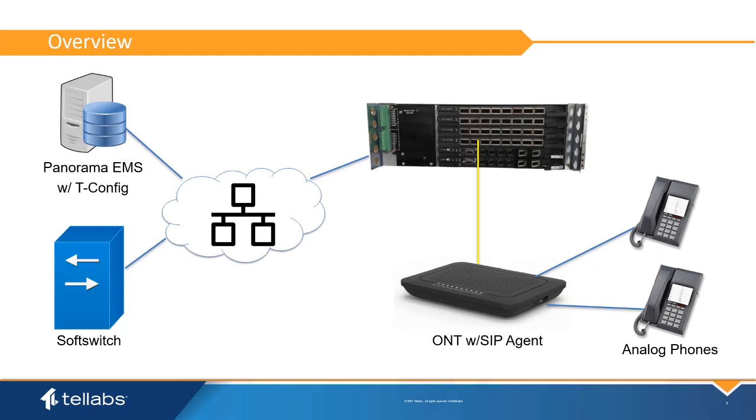Before ONT analog phone lines can be configured for Softswitch interaction, certain profiles need to be created. These profiles will establish phone line behaviors for the SIP agent on the ONT. This video will outline these profiles and highlight important parameters that need to be addressed.